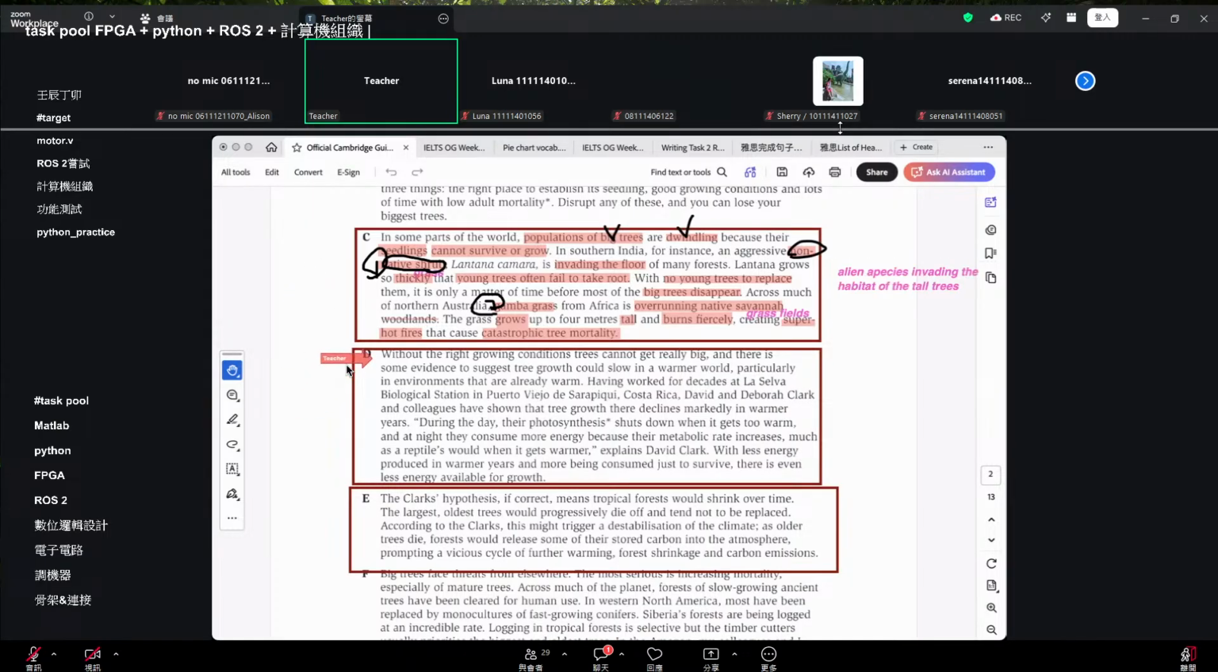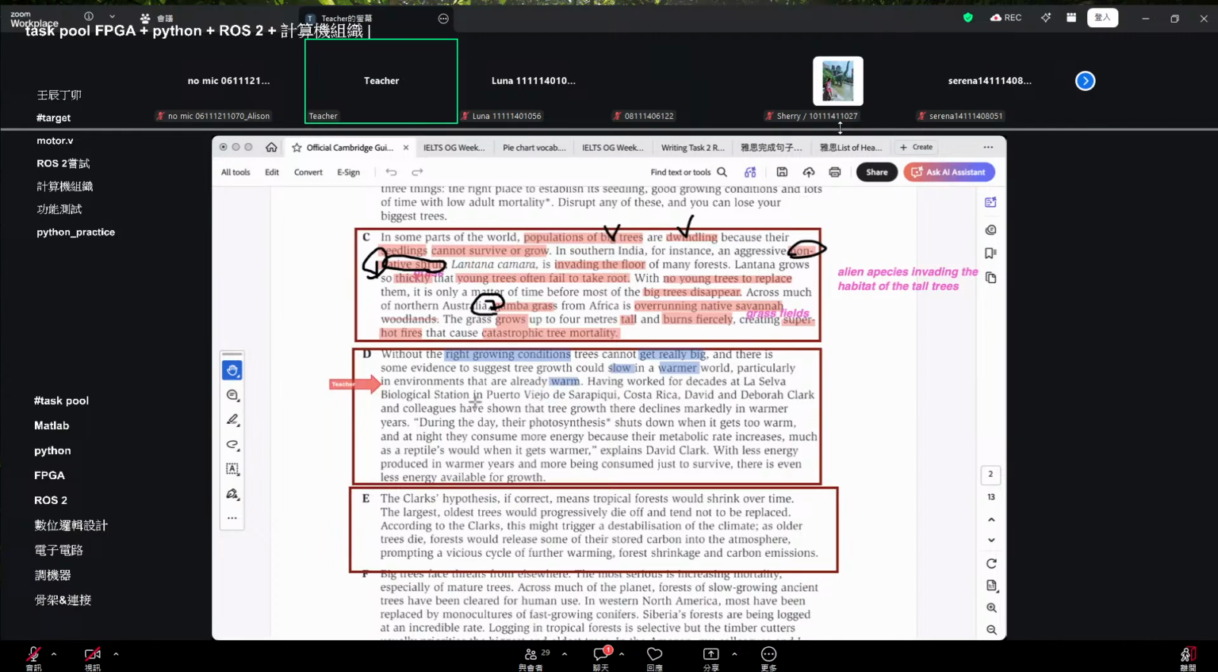Moving on to D, without the right growing conditions, trees cannot get really big. So this paragraph is to explain for us the right growing conditions if they want to get really big. Evidence suggests that tree growth could slow in a warmer world. So what is it about growing slow? Slow in warmer conditions, particularly in environments that are already warm.